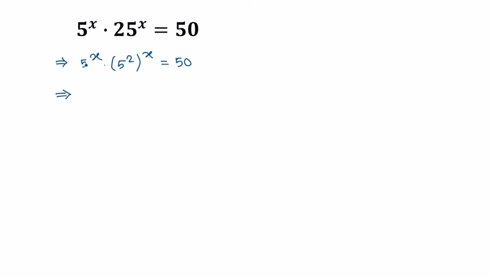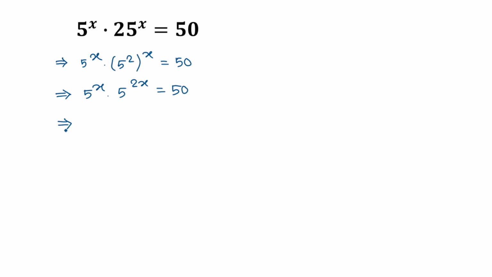So this 5 to the power x times, applying the formula (a to the power b) whole to the power c is equal to a to the power b times c, we will get 5 to the power 2 times x, that means twice x, is equal to this right side, 50.